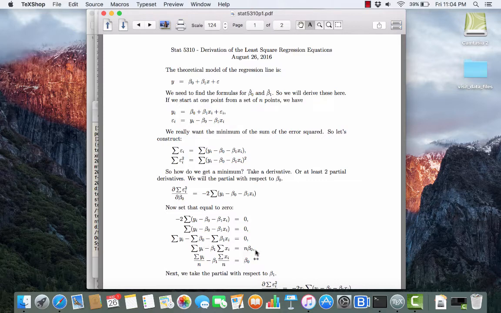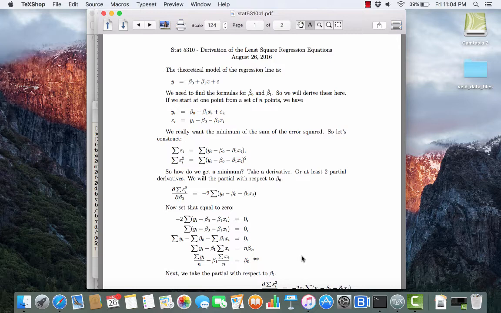So there's really n beta 0's in there because I have my set of n points, right? Okay. I want to solve for beta 0, so I just divide everybody by n, and I end up with the summation of the yi over n minus beta 1 times the summation of xi over n equal to beta 0. Okay, and we put the little stars there because I'm going to use that again in a minute.